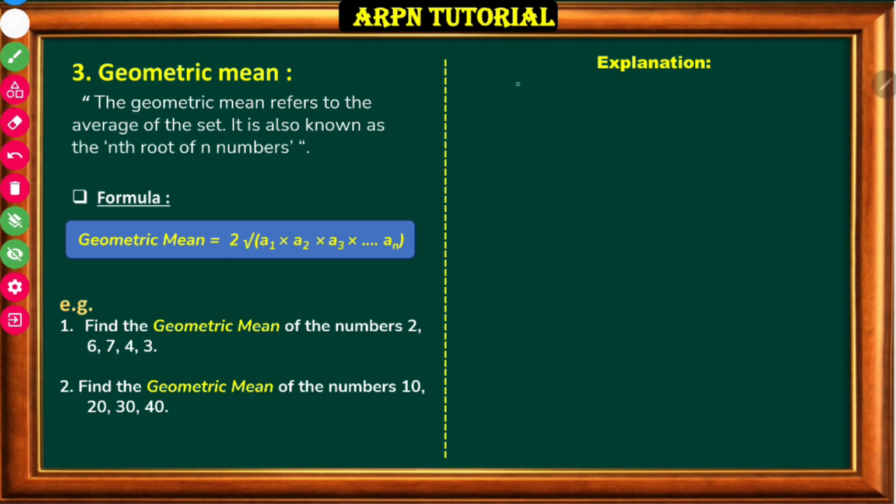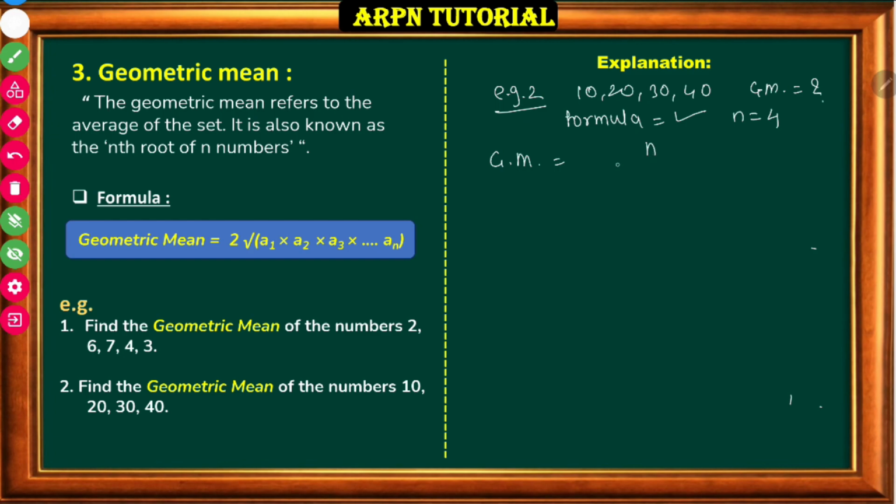Let's jump to the second one as well. Example number 2. The values in the set are 10, 20, 30, 40. I have to find the GM. Now I do have the formula as well. Here n is equal to 4. Let's see now what GM is.